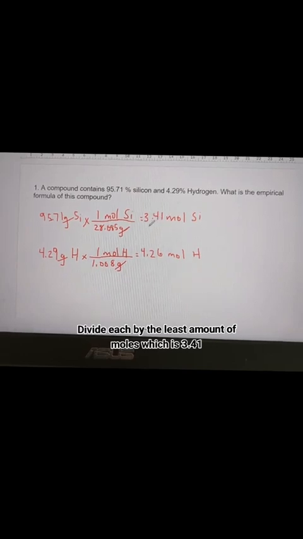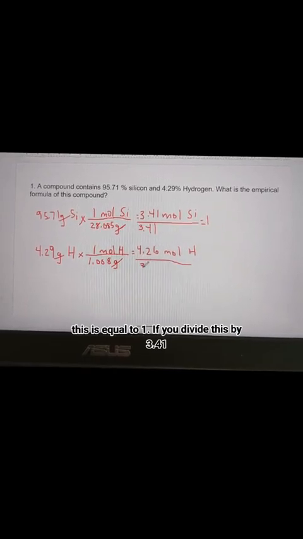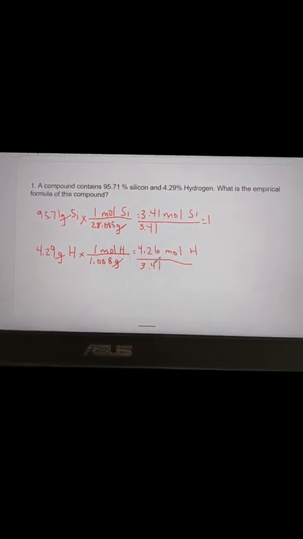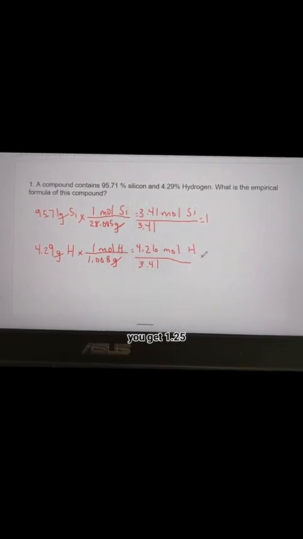Divide each by the least amount of moles, which is 3.41. This is equal to 1. And if you divide this by 3.41, you get 1.25.